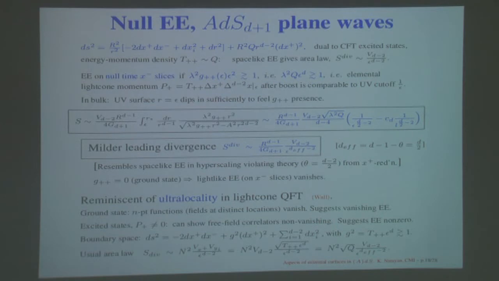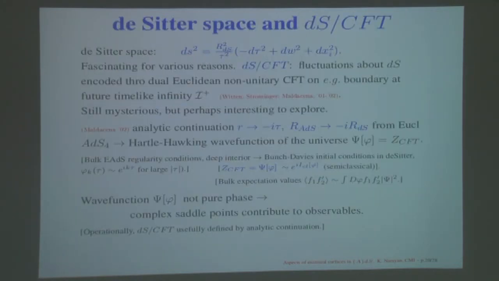So one can do a similar study in the Lifshitz theory also, and I'm not going to go into that. I'm going to move on to a slightly different context, which is de Sitter space. De Sitter space is fascinating for various reasons. Among other things, holographically, there have been generalizations or conjectural generalizations of holography for de Sitter space, dubbed DSCFT. This essentially is a statement that fluctuations about de Sitter are encoded through a dual Euclidean non-unitary CFT on the boundary at future time-like infinity.